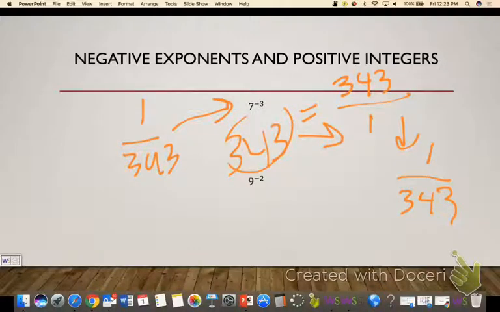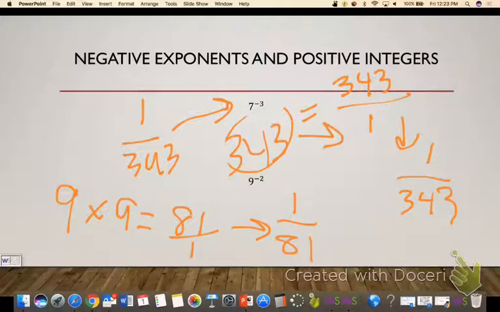For 9 to the negative second power, it is 9 times 9, which equals 81. But 81 is not the reciprocal of 81. So we need to find the reciprocal of 81, which is 81 first, which is 1/81. That is the answer for 9 to the negative second power. Okay?